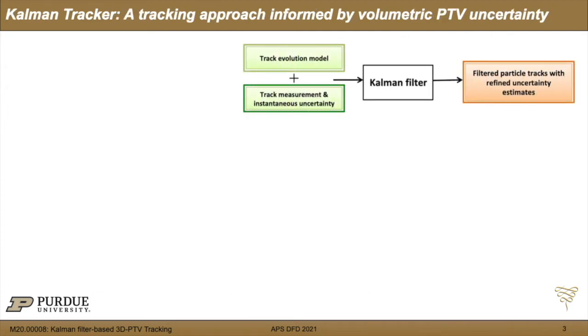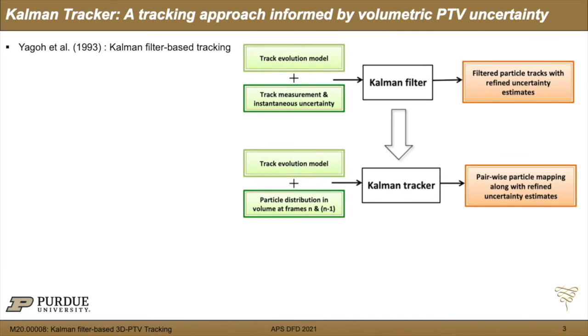Kalman filters are well known in data assimilation applications. As shown in this block diagram, it combines predictions from a track evolution model with PTV measurements to provide a more accurate estimate of particle tracks. Yagi et al. 1993 was one of the first works that converted the filter to a particle tracker.